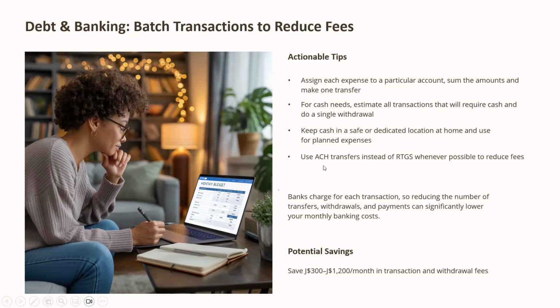And then lastly, use ACH transfers instead of RTGS whenever possible. The difference in this fee is sometimes between 5 times and 10 times. So NCB's ACH transfer is about $22. Their RTGS transfer is about $220. And it charges you on both sides of the transaction. So again, potential savings. You could see between 300 on the low end up to a few thousand on the high end, depending if you're doing a lot of RTGS transactions for the month, as well as multiple trips to the ATM.